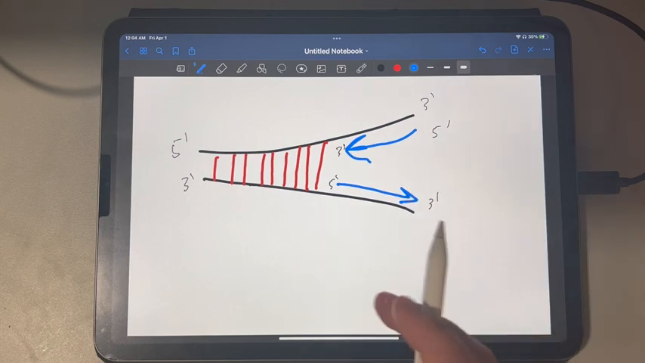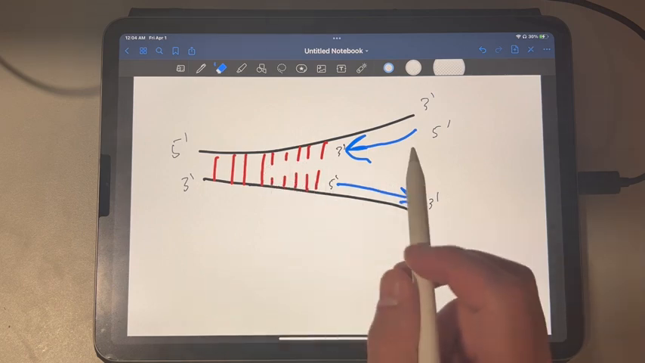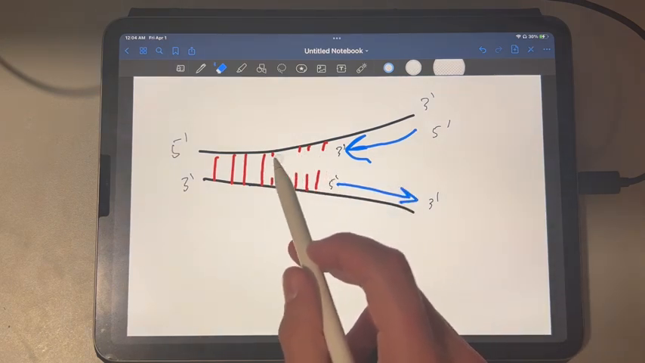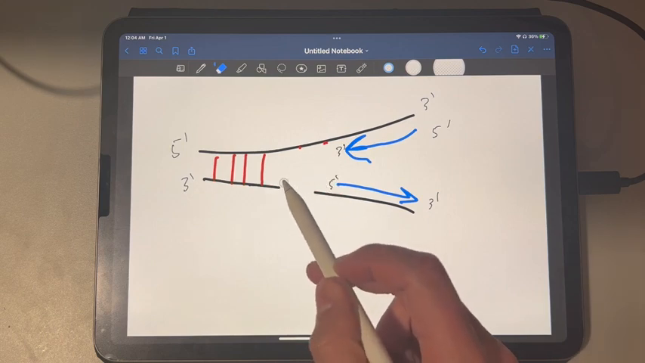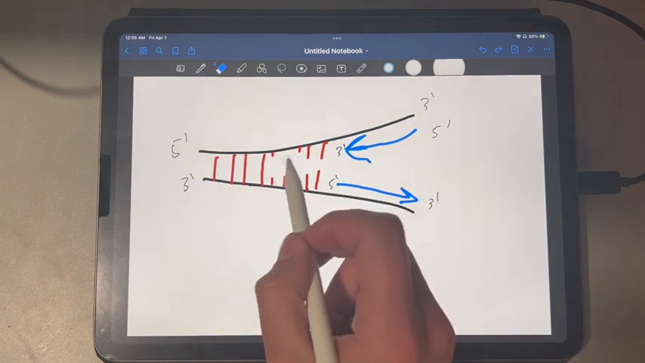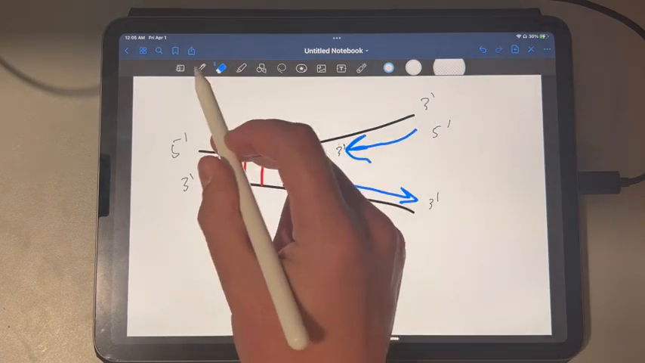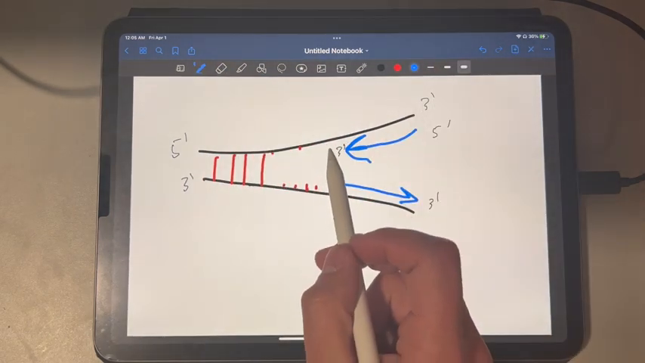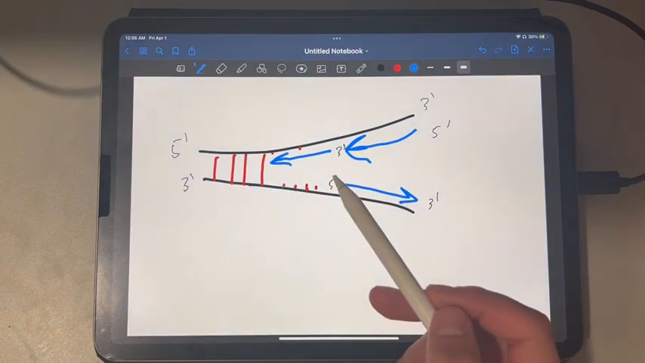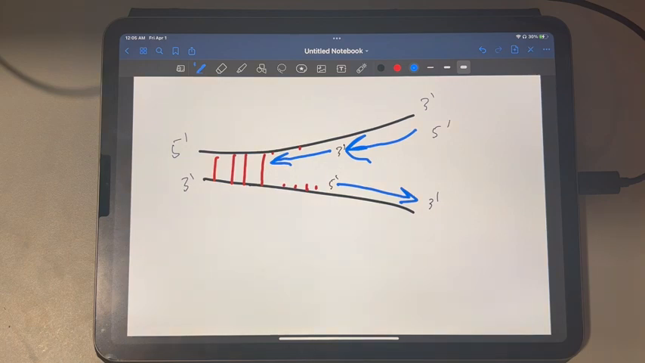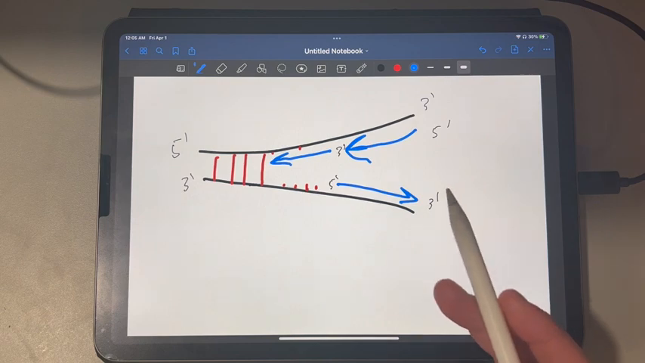So as the DNA splits, I'm going to erase these bases here just for the sake of the visual. So as the DNA splits, the replication will simply continue in this direction, and this will all happen normally. As it splits, it will continue. There's no breaks in it, and that's just how it works for the leading strand.